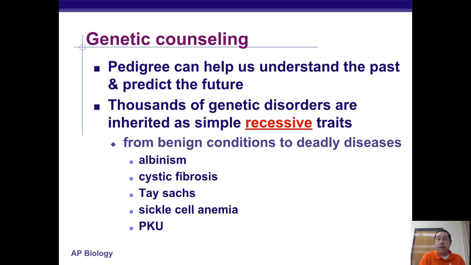And again, some of those are things we can treat like PKU. Some of those are things we can't treat like cystic fibrosis and Tay-Sachs. Some are going to lead to premature death. Some are just going to mean that you have to be more careful.